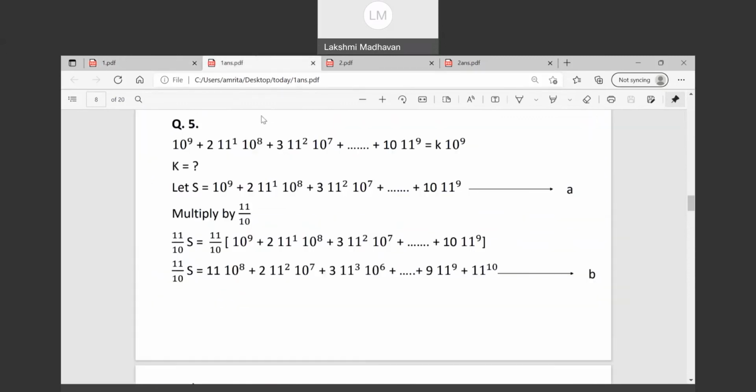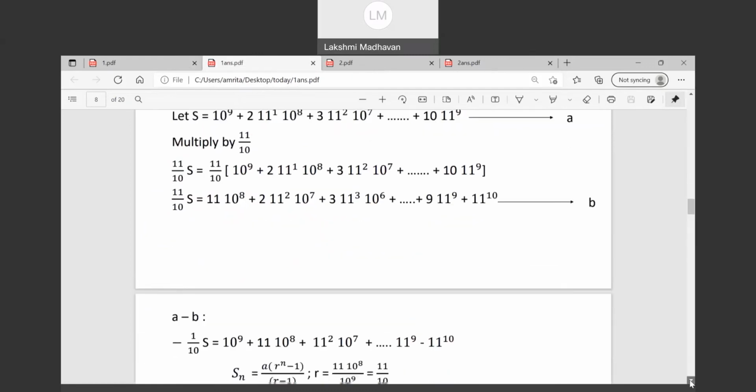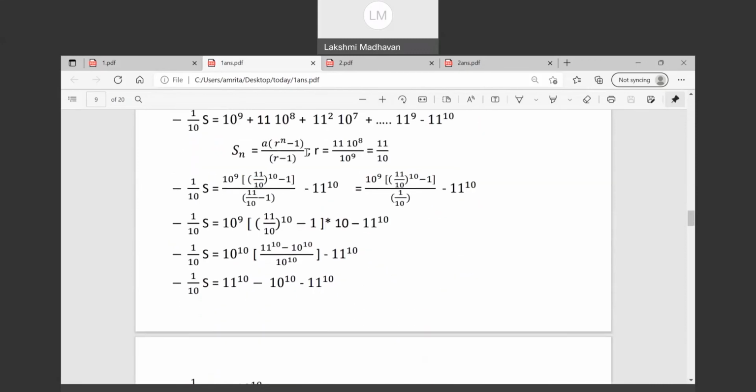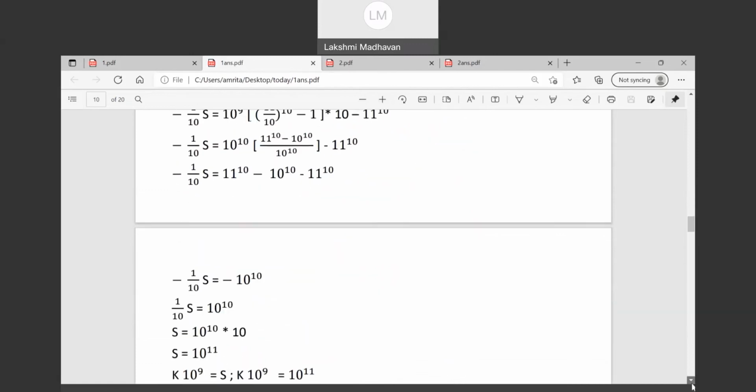So what I did is I have just assumed this as S. Then the factors here are 11 and 10. So I have just multiplied this with 11 by 10 and I have formulated this equation and subtracted both of them. Then I have applied the condition Sn is equal to A (R^n minus 1) by (R minus 1). So I have the value of A and R here. So after solving, I was able to find out the value of S.